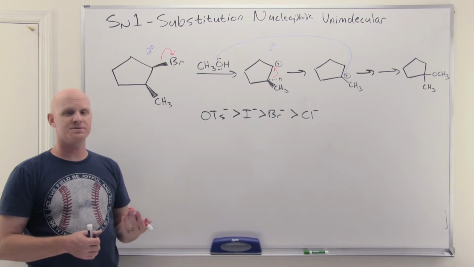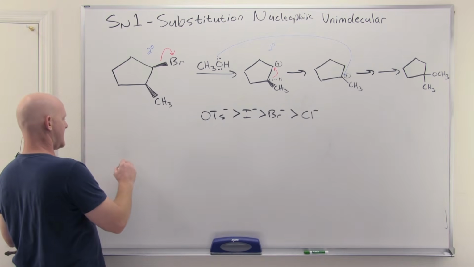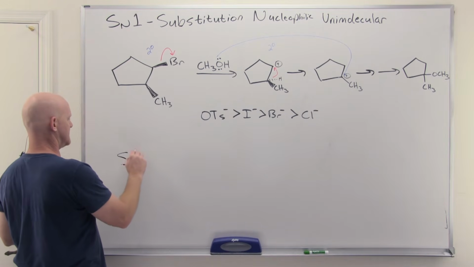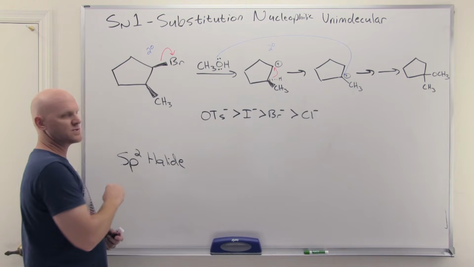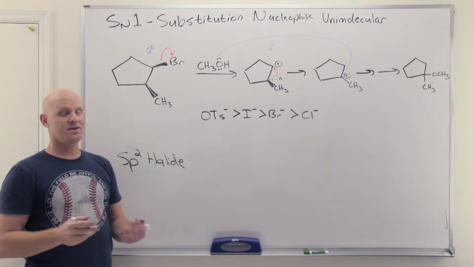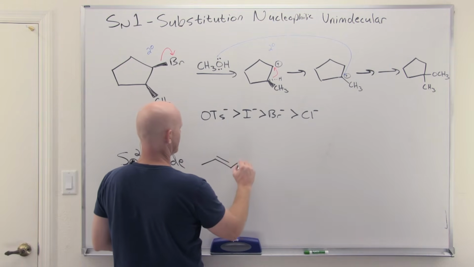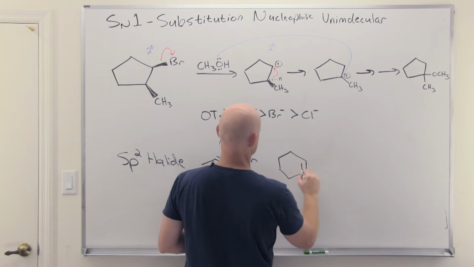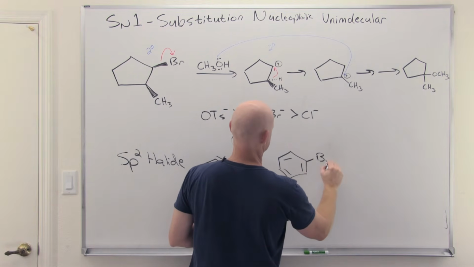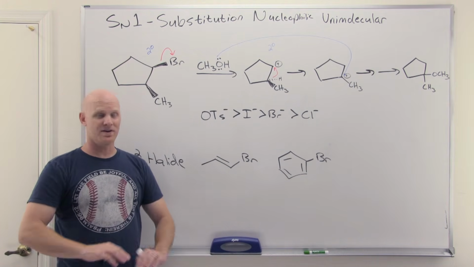So we're gonna do some comparisons between the two, but there's one other kind of halide we should really talk about. That halide is what I'm gonna call an sp2 halide. So if your halogen's attached to an sp2 hybridized carbon, it turns out you're not doing SN1 or SN2 in that case. So if you've got something like this, or maybe this, substitution, SN1 and SN2, is not going to happen.